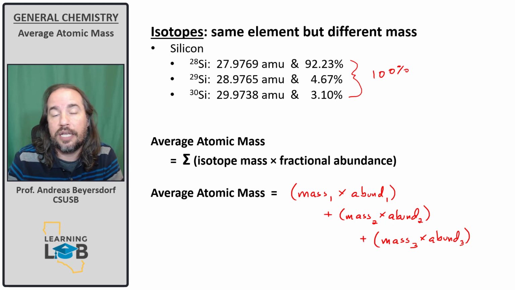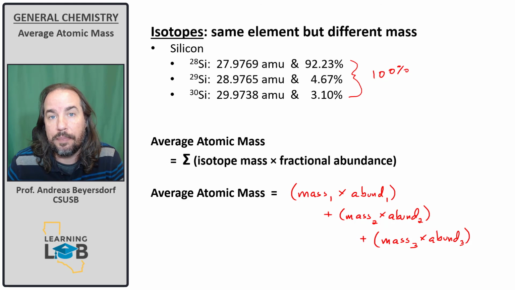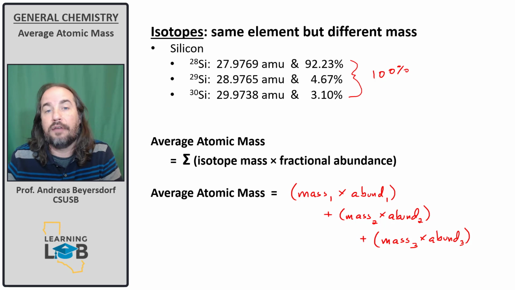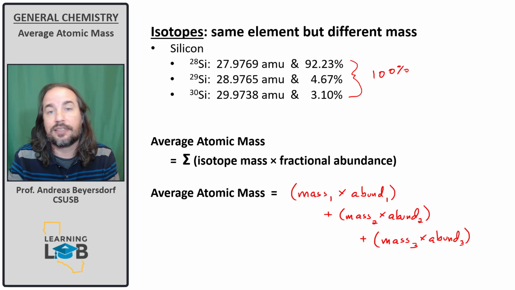And we just do this. We add up all those multiplications, and we get the average atomic mass. If we had something that had 4 isotopes, we then would have a fourth mass times abundance.